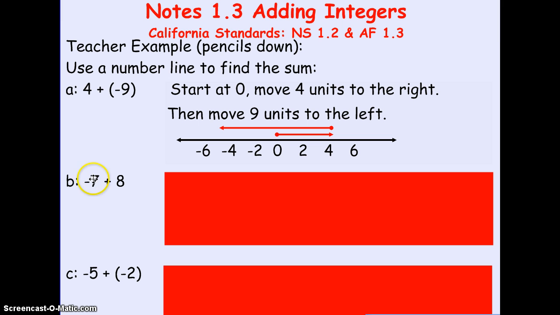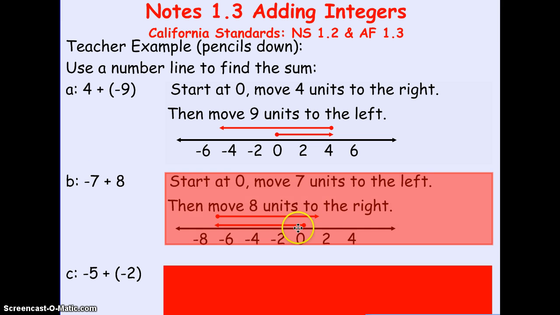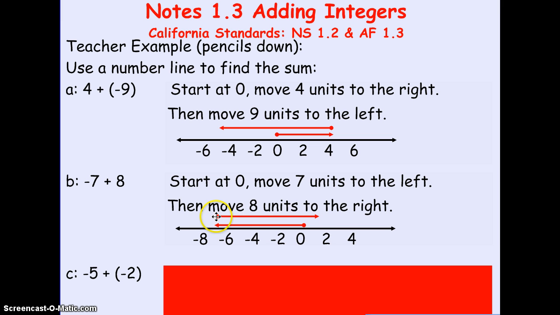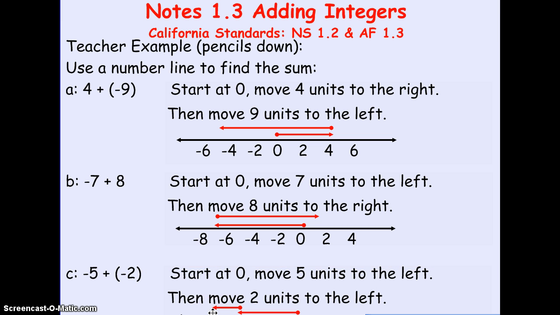Problem B, -7 plus 8. Again, you're going to start at 0, move backwards to -7, and then you're going to move forwards 8 spaces since it's positive, and you end up at 1. Last problem, -5 plus -2. They're both negative, so you're going to be moving backwards both times. And I think this is cut off on your screen, but you'll see that you're going to end up at -7 because you move 5 spaces backwards and then 2 more backwards or to the left.